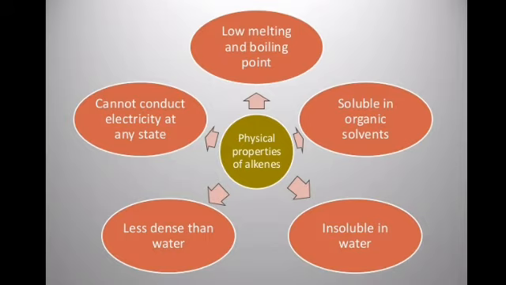Now the physical properties of alkenes. Alkenes are soluble in organic solvents, that is, they are insoluble in water. Similarly, they have less density than water. They are less dense than water, and they cannot conduct electricity in any state. They have very low melting as well as boiling points.